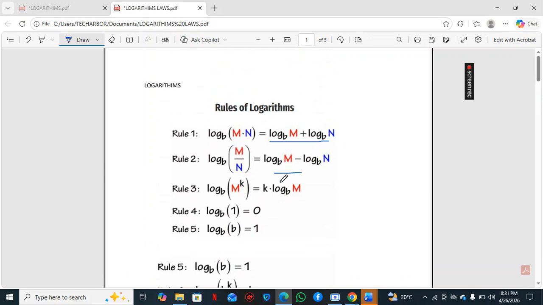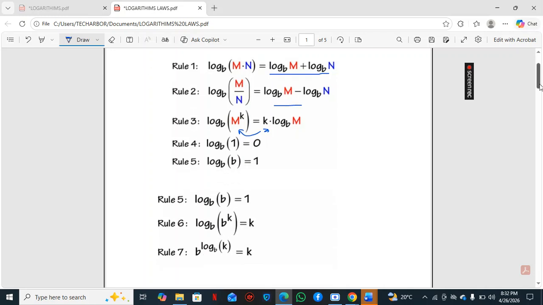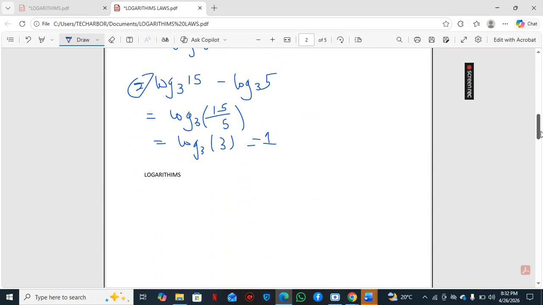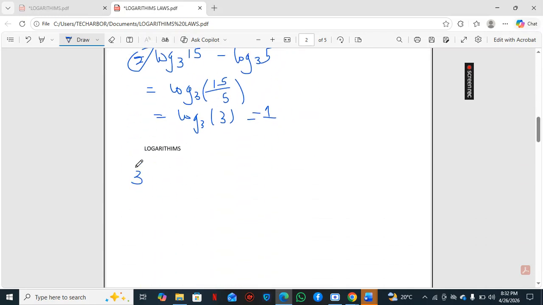Next is the power rule. As you can see here, k log b m will give you log b m to the power k. So this rule, anytime you see a number in front of a logarithm, for example, if you have 2 log base 3 of 5 here, you're going to apply the power rule.